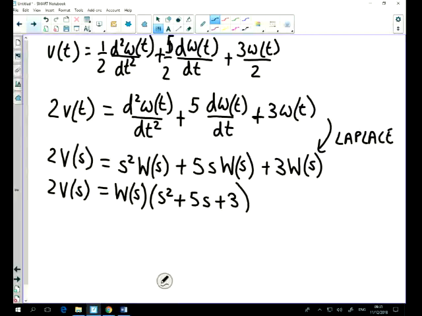And then we're trying to get W over V. So we want to keep the W on this side and move the V over. I'm doing this in lots of little steps. I'm sure most people can do this in a faster step. Keep the W on that side and divide both sides by the S squared plus 5S plus 3. You should come up with that. I'm sure you can manage that yourselves.